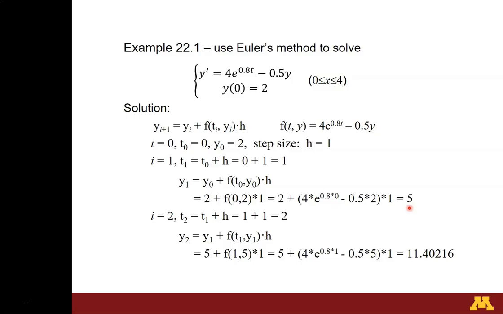And next we calculate y_2 using y_1. That is i equals 2 here, t_2 equals t_1 plus h, t_1 from the previous step equals 1, h step 1, so we get 2 for t_2. Then y_2, using the formula, y_2 equals y_1 plus function of (t_1, y_1) times h. Plugging in the data, y_1 from the previous step, and then function of (1, 5) times 1. So plug in t_1 equals 1, y_1 equals 5, then we get the number for y_2.